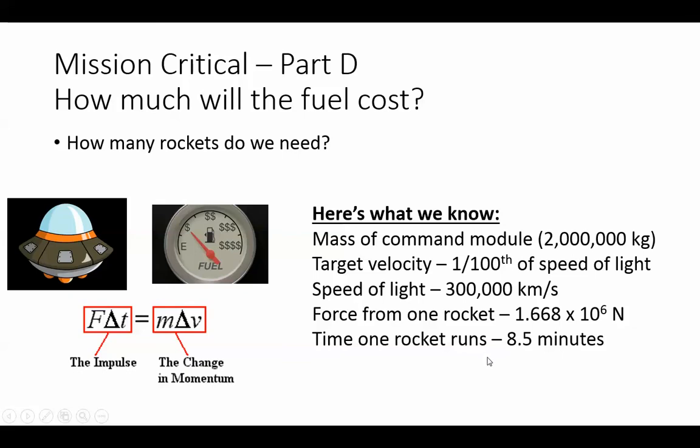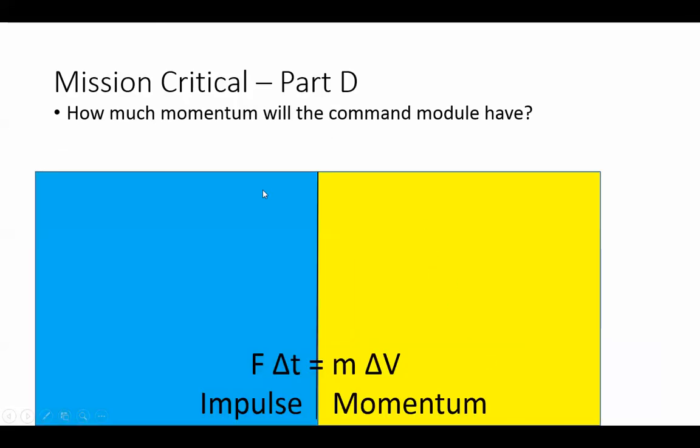So in order to set this up, now we're going to go even deeper, and we're going to ask the question, how much momentum does the command module have? Since the equation we're using is impulse equals momentum, I've just blown this up, and I want to think about them in two parts. The momentum is going to be the yellow side, the impulse is going to be the blue side, and we're going to think about them separately to help us to understand this question.